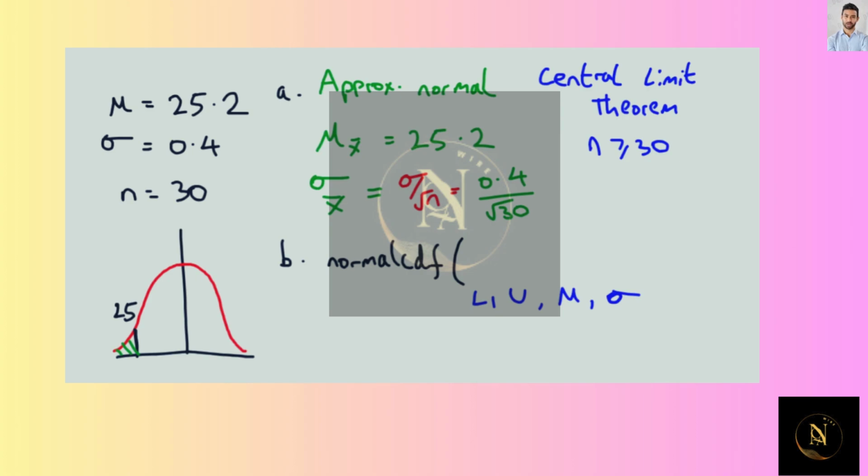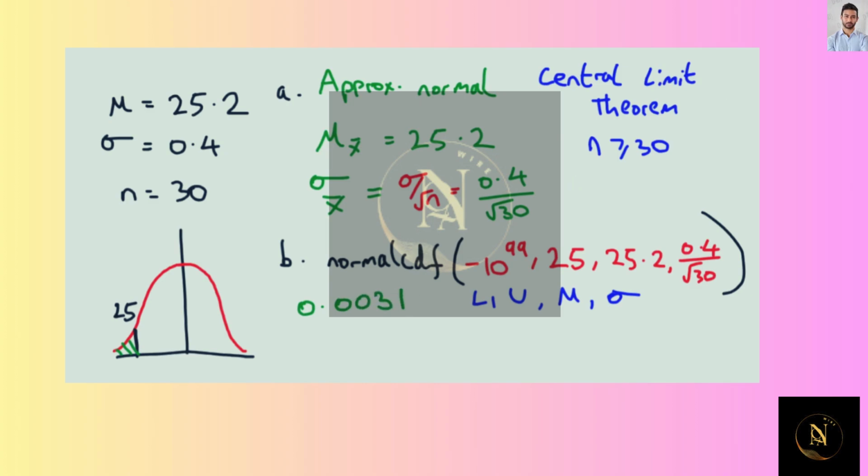For the lower bound, the normal distribution never touches the x-axis, so the lower bound should really be minus infinity. Doesn't really make sense for a length, but that's the normal distribution. My calculator doesn't have that button, so I put minus 10 to the 99, up to 25 with our mean and standard error. The output is 0.003124 to six decimal places.